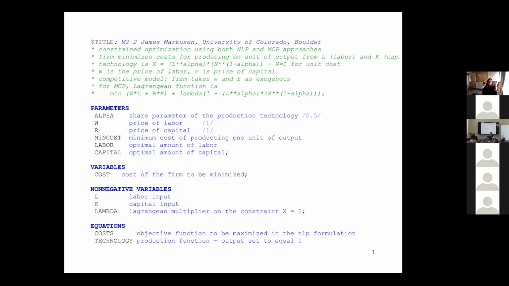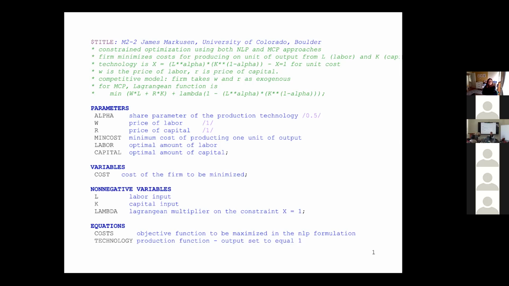W is the price of labor, R is the price of capital. It's a competitive model again, so the firm takes W and R as exogenous, so they're declared parameters.